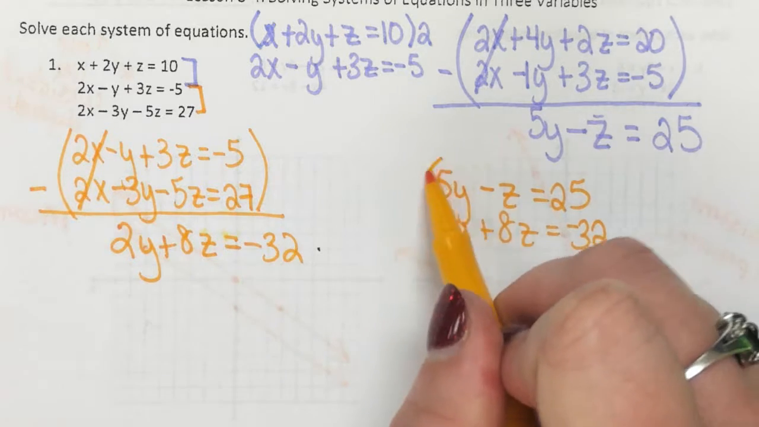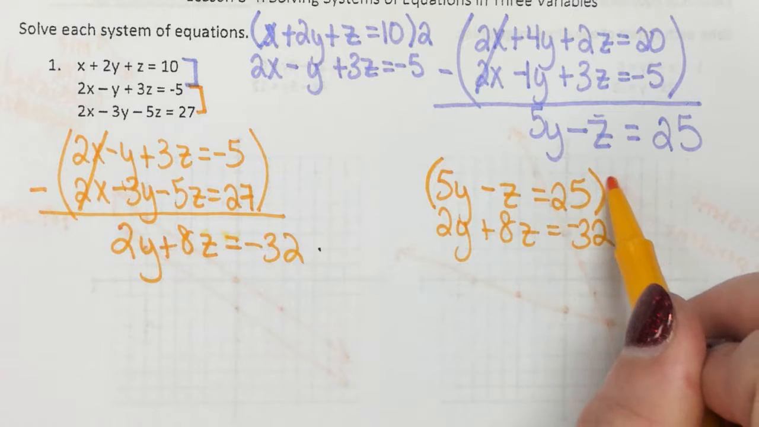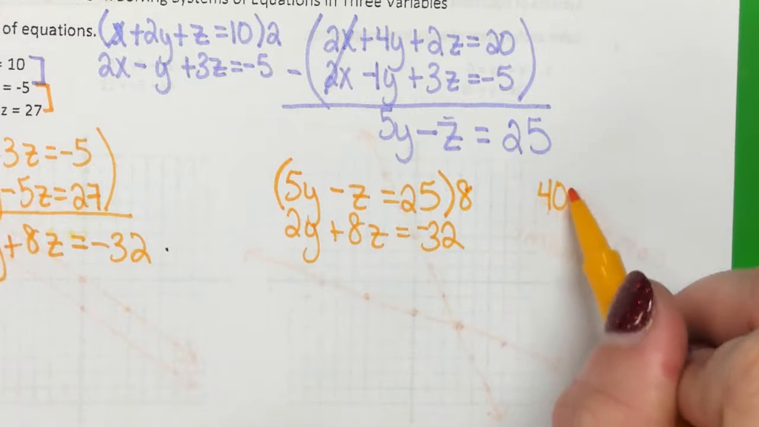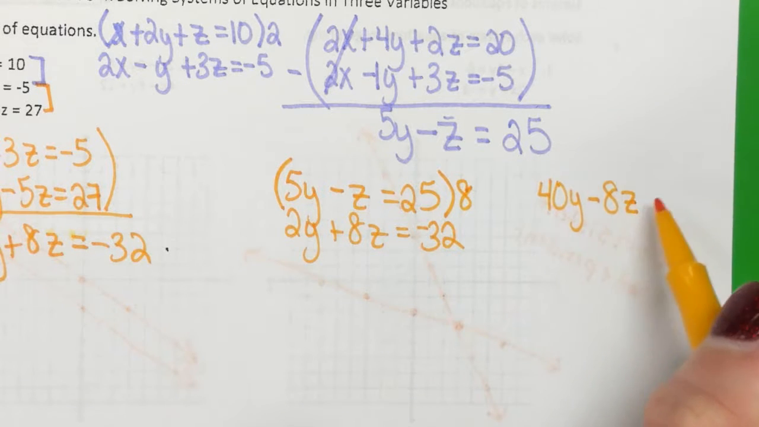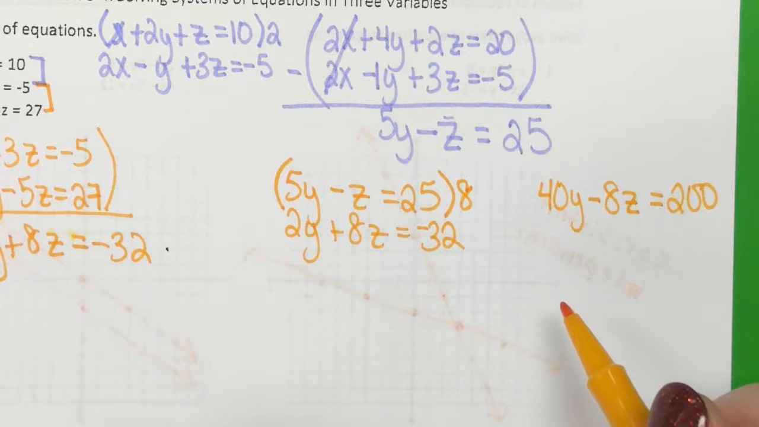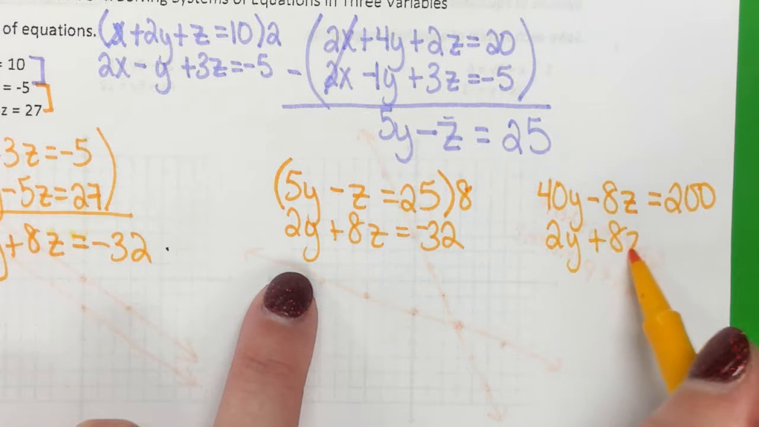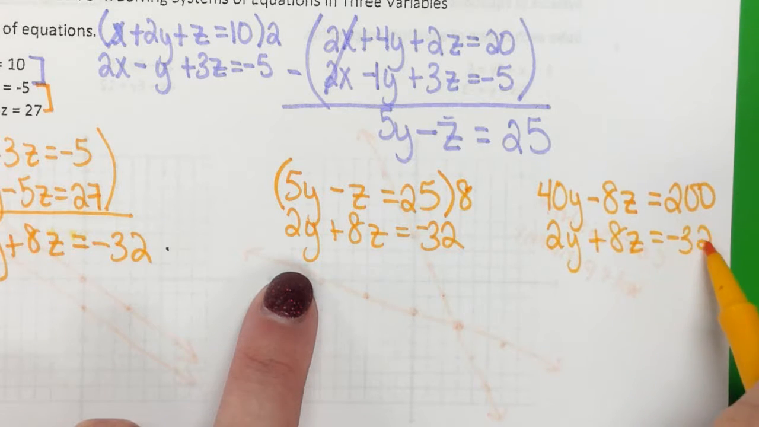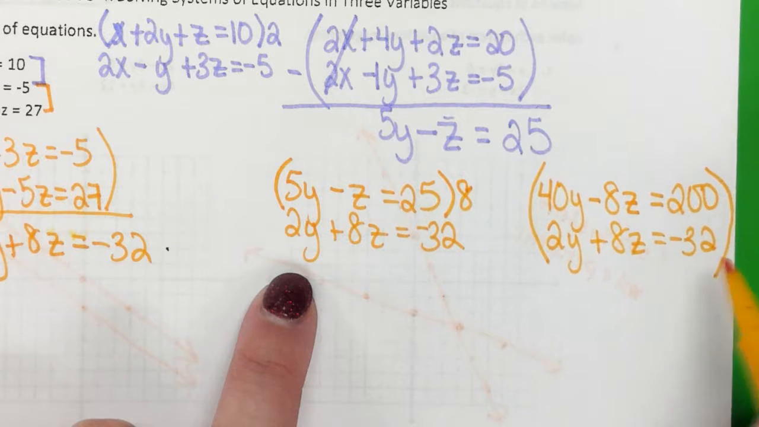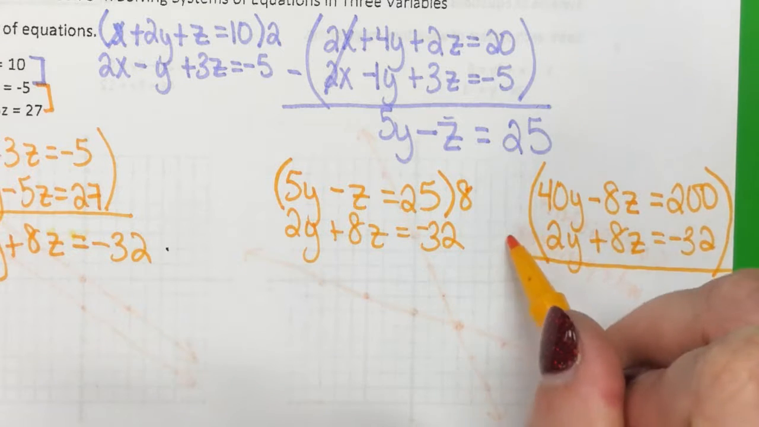I'd probably do the Z's, yeah. Alright, what would you need to multiply this by? 8. There you go. Alright, so let's multiply that. That'd be 40Y minus 8Z is equal to 200, right? And then we're just going to bring this other one down. Alright, how do we get -8 and +8 to cancel out? Yeah, add them. Very good.